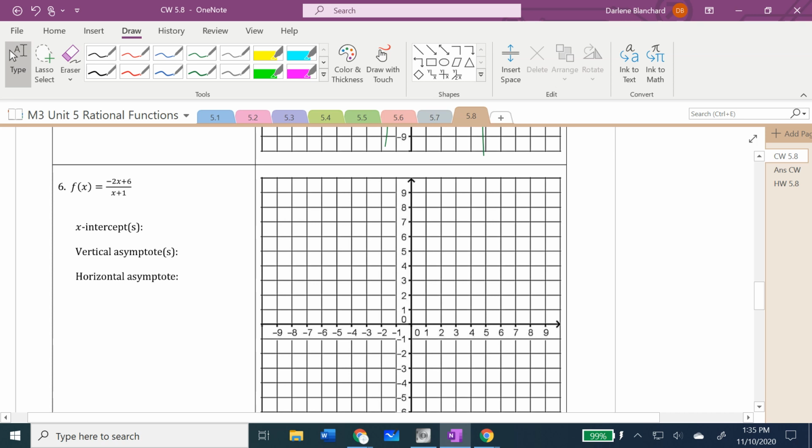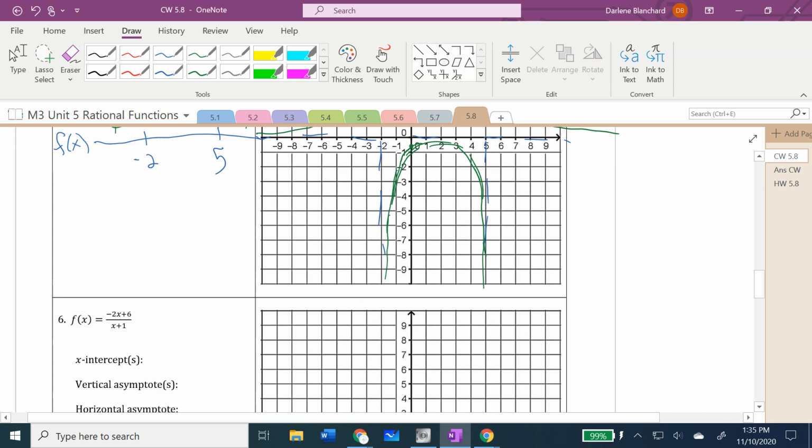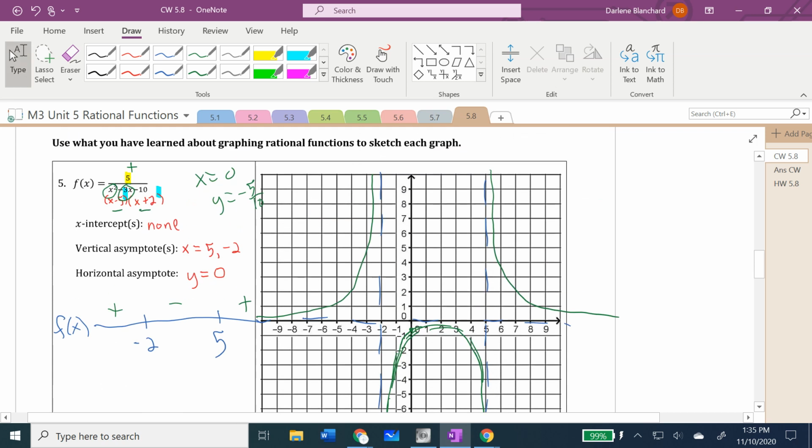So the plus means the line is above the x-axis. Yes. Because what I'm doing is I'm finding out if the function is giving me an answer that is positive or negative. And that gives me whether the y value is positive, above the x-axis, or negative, below the x-axis.